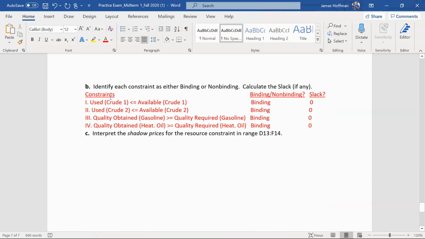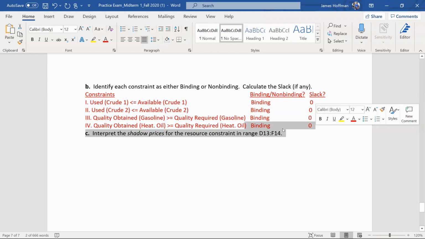Okay, so these are the constraints, and that was a good question, but yeah, when you do this one, it's going to be binding because it has to be, and so the same with, now you got to check these ones because those are the resource constraints, but these two, the quality constraints, they have to be binding or else the model couldn't solve itself.